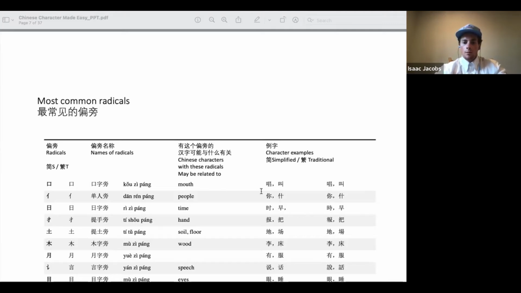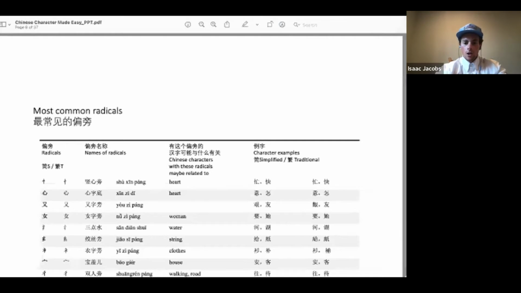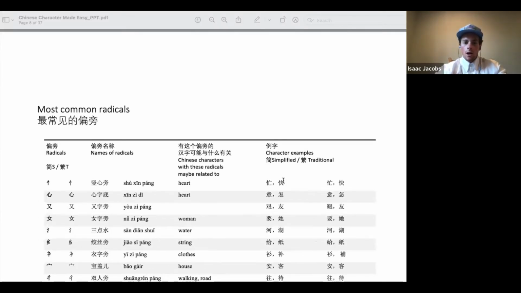Next one is 月字旁 radical. Characters with 言字旁 radical are usually related to speech. Characters with 目字旁 radicals are usually related to eyes. Characters with 竖心旁 radicals are usually related to mental activities. Characters with 心字底 radical are usually related to mental activities. Next one is 右字旁. Characters with 女字旁 radical are usually related to women. Characters with 三点水 radical are usually related to water, and so on and so on.